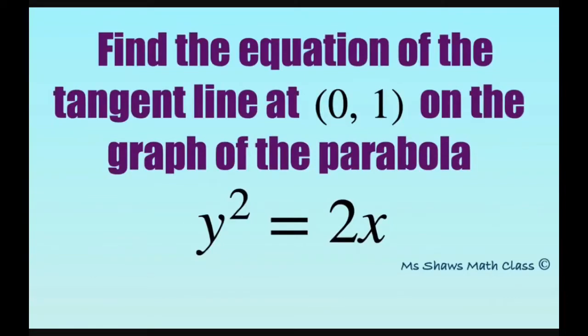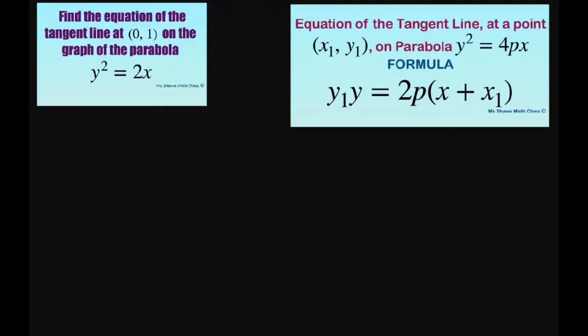Hi everyone, we're going to find the equation of the tangent line at point (0, 1) on the graph of the parabola y squared equals 2x. We're going to use our equation of a tangent line at a point (x sub 1, y sub 1) for this equation here, and then use this formula to find our equation of the tangent line.